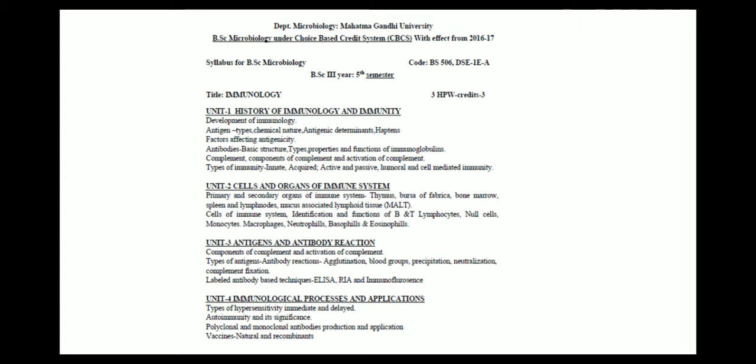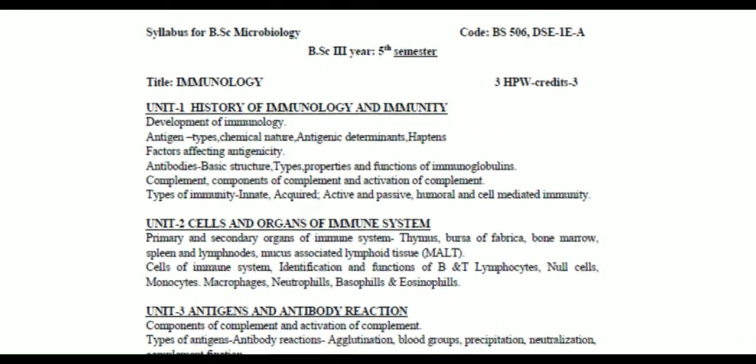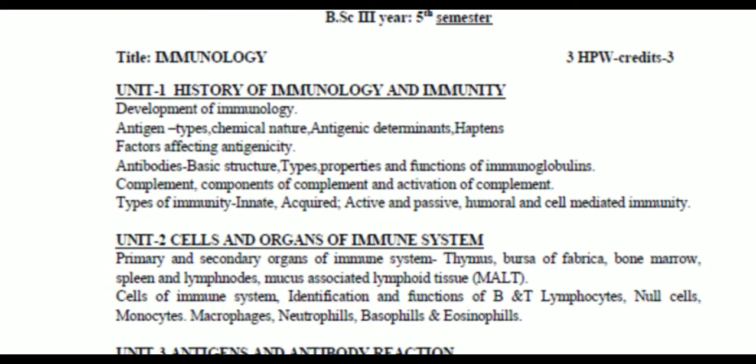In this paper, you have 4 units. The first unit is history of immunology and immunity. Here we'll basically learn how exactly immunology originated, what were the first discoveries, and who are the scientists who made breakthrough discoveries which actually led to the development of immunology. And we'll also learn what is immunity, the concept of immunity in the human body, what are the different types of immunity, and what are the components of this immunological system.